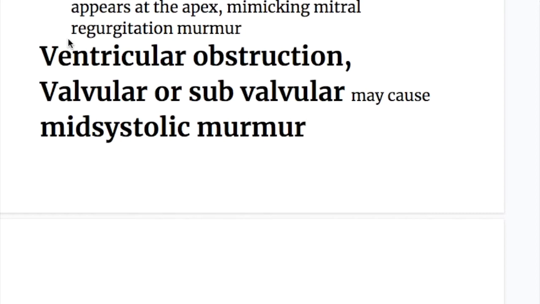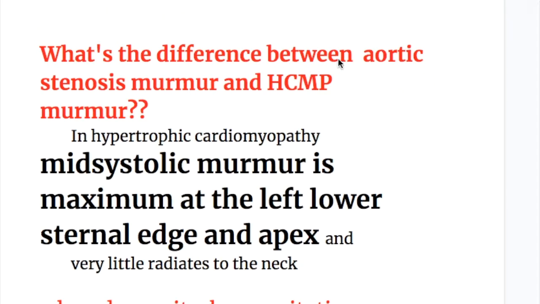Other causes of the mid-systolic murmur are ventricular obstruction, valvular or subvalvular. What's the difference between aortic stenotic murmur and hypertrophic cardiomyopathy murmur? In hypertrophic cardiomyopathy, the mid-systolic murmur is maximum at the left lower sternal edge and apex beat area and very little radiates to the neck. So that's the difference. The aortic stenotic murmur is in the right second intercostal space and radiates to the neck, whereas the cardiomyopathy murmur does not radiate to the neck.